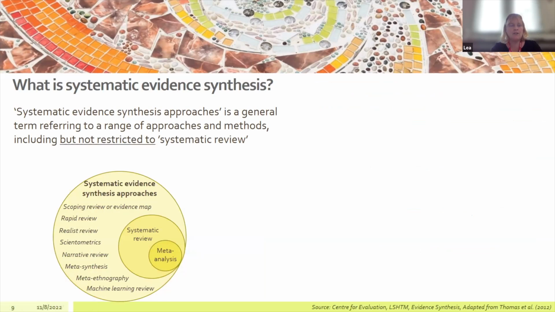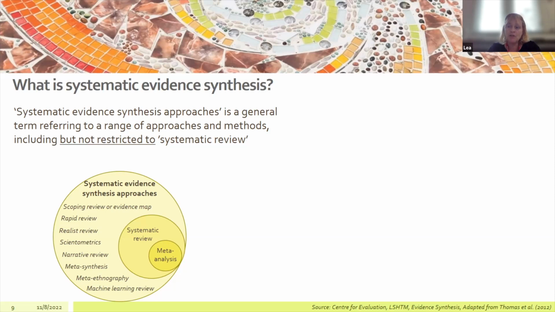I want to differentiate systematic evidence synthesis from, for those of you who are aware of systematic review, I want to differentiate it for you. Systematic evidence synthesis, and what I'm talking about today, is really a broad spectrum of different tools we can use to be more systematic in the way we synthesize evidence. One specific type of approach within this broad spectrum is systematic review.